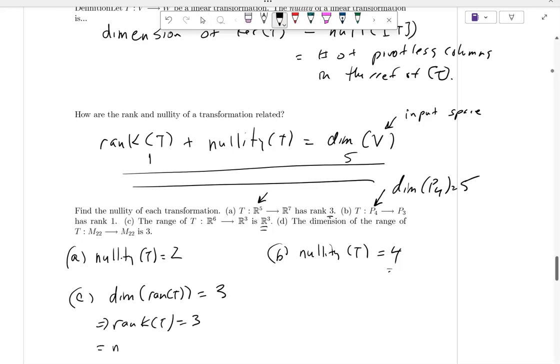So what does that tell you about the nullity? It's 3 because that's to fill it up, right? And then finally, the last one. The last one just tells you the dimension of the range is 3. So that tells you the rank is 3. What's the dimension of your domain in this case? 4. So the nullity has to be 1.